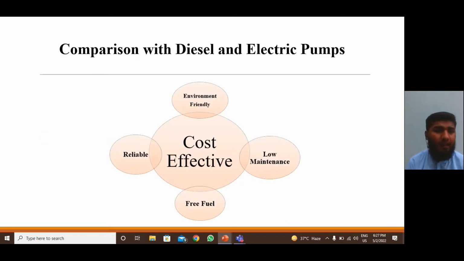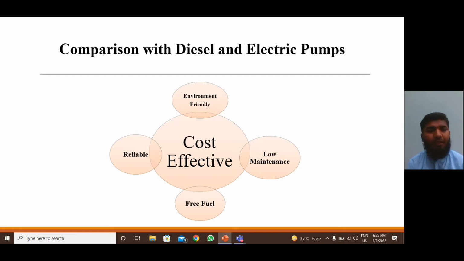Here is a comparison of the solar water pump system with diesel and electric pumps. The most important thing is that the solar water pump is cost effective. As I discussed, it only requires an initial cost in the installation process. When it is installed, it runs throughout its life, and its life is greater as compared to other systems.